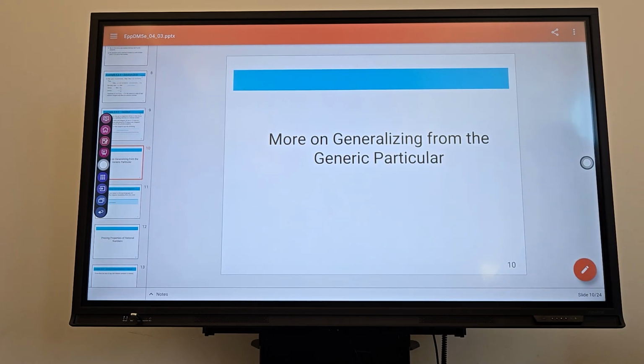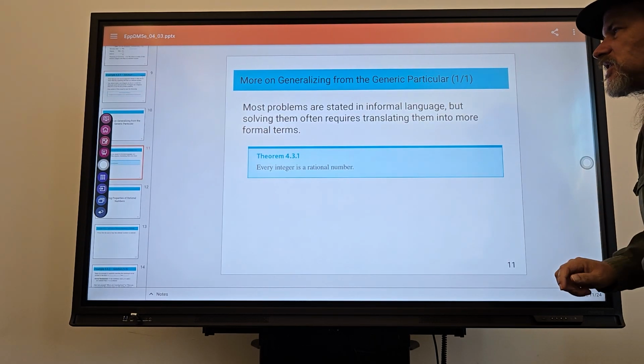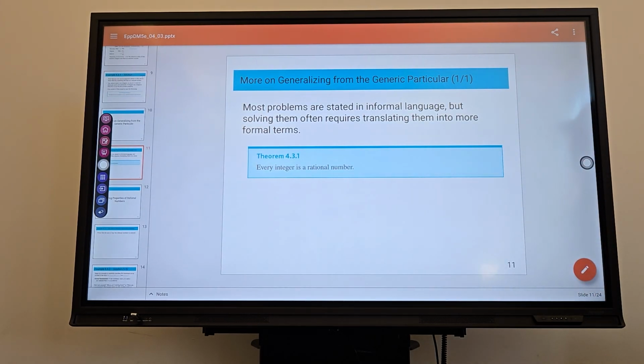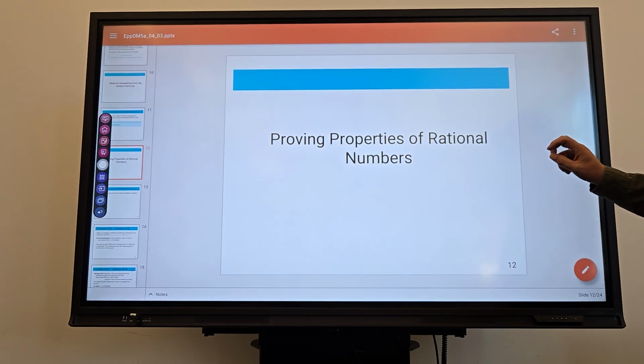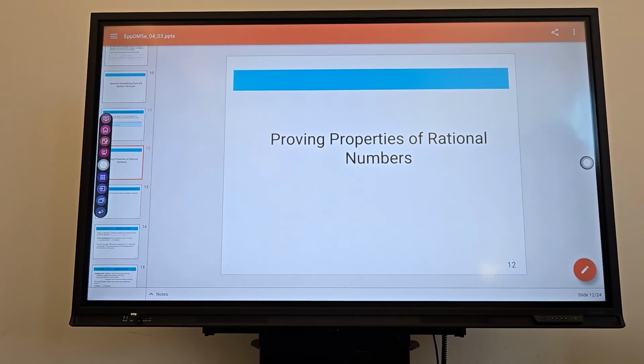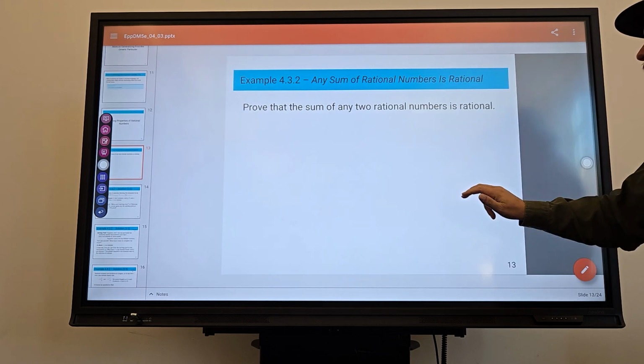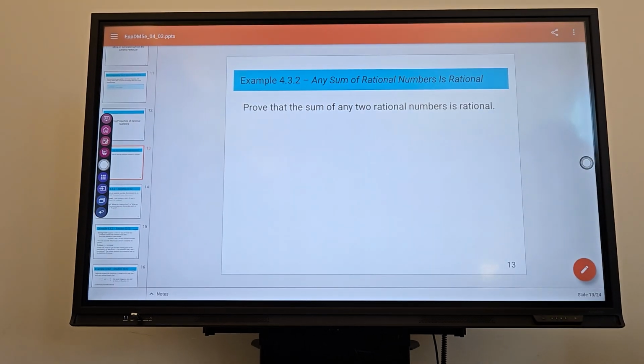More on generalizing from the generic particular. Most problems are stated in informal language, but solving them often requires translating them into more formal terms. Like, every integer is a rational number. So, proving properties of rational numbers. Prove that the sum of any two rational numbers is also rational.